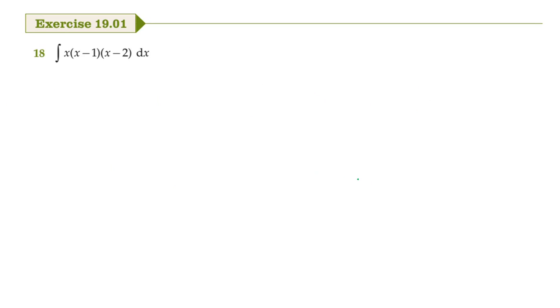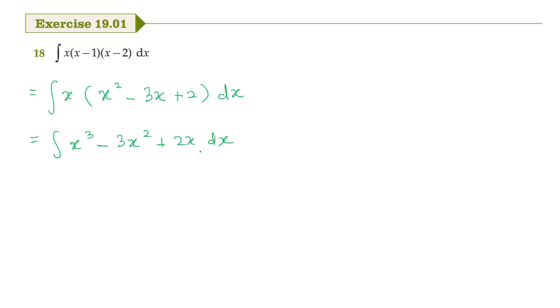Okay, moving on. Alright, question number 18. Number 18, you have to expand your bracket first. So what you can do over here, you will have x squared minus 2 minus 1 is minus 3x, and then negative 1 times negative 2 is plus 2, dx. Okay, you can see I open my bracket first. Now I multiply with the x. So therefore you will have x cubed minus 3x squared plus 2x dx.